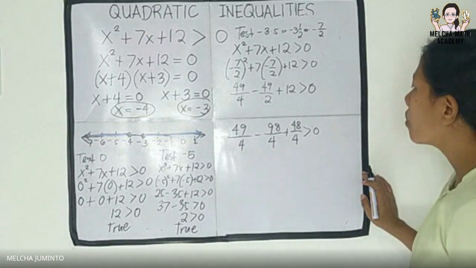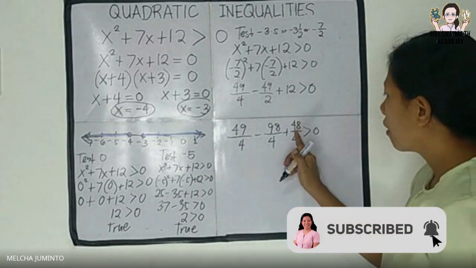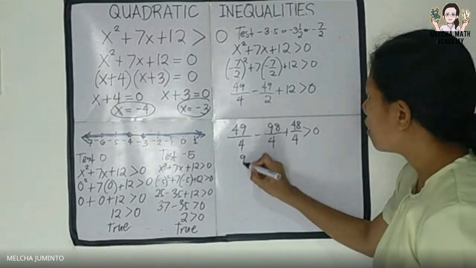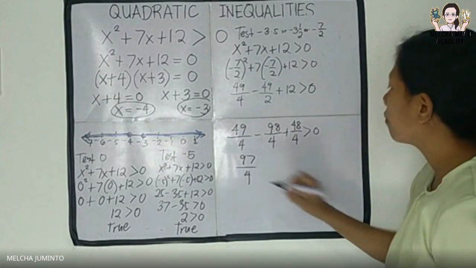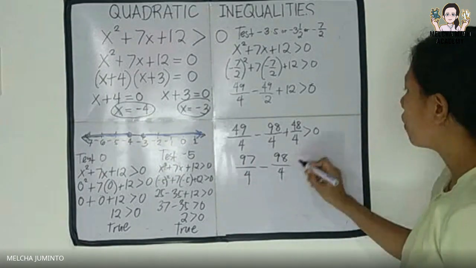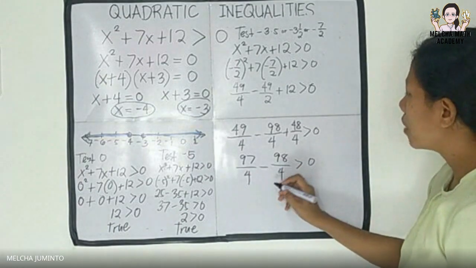We need first to combine 49 and 48 because both of them are positive. 49 plus 48 is 97 over 4, minus, just copy, negative 98 over 4 greater than 0. Here, we have 97 minus 98 is negative 1.